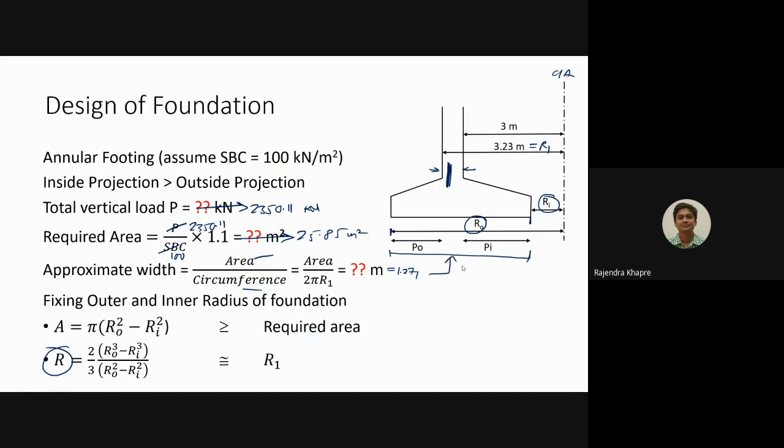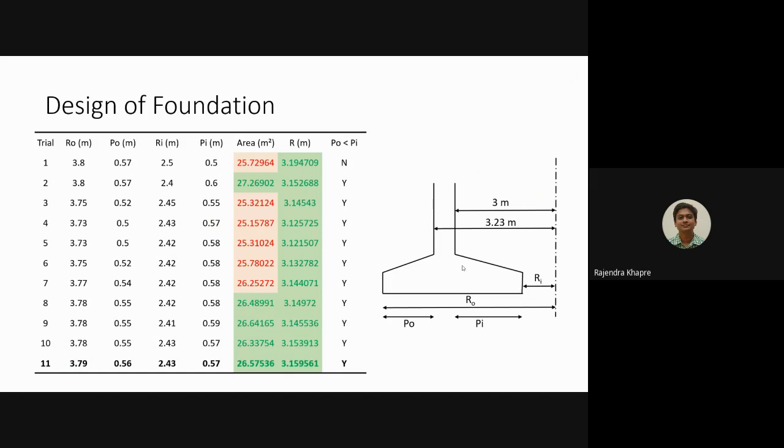Okay, so now we have only one solution. We have to go for some trial and error method. Everybody please pay attention on the screen, don't write anything, just try and understand what is happening. So I am going for trial 1. For trial 1, I am assuming R outer as 3.8 and R inner as 2.5.